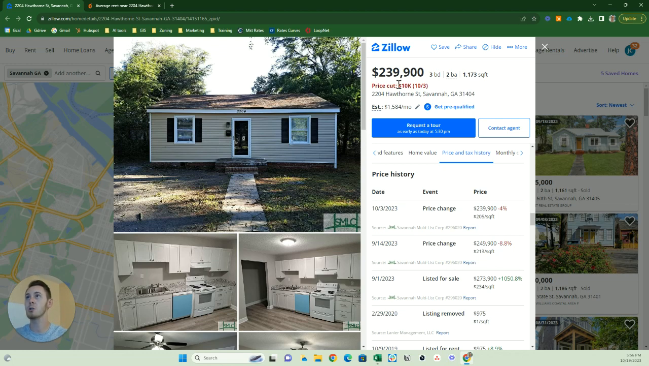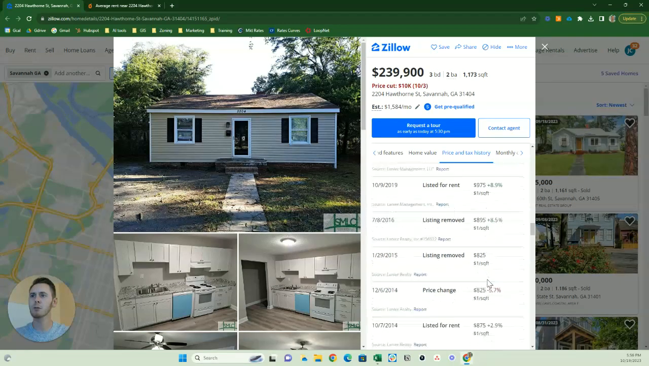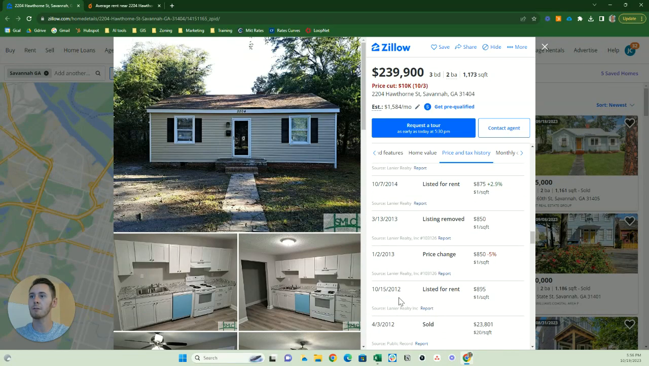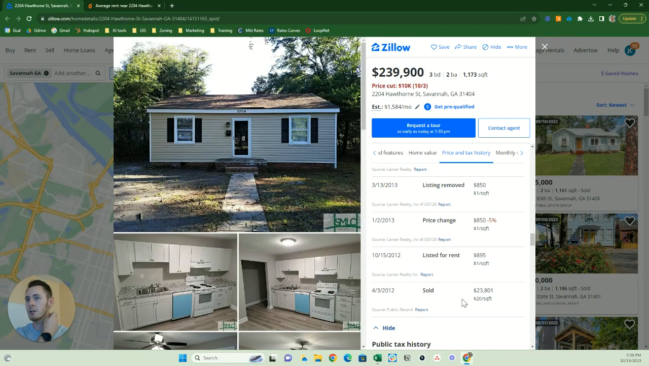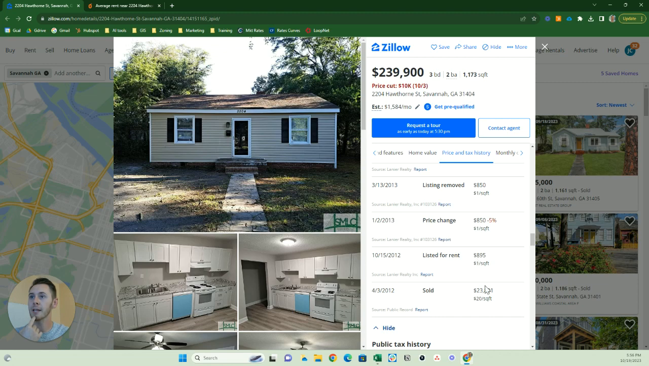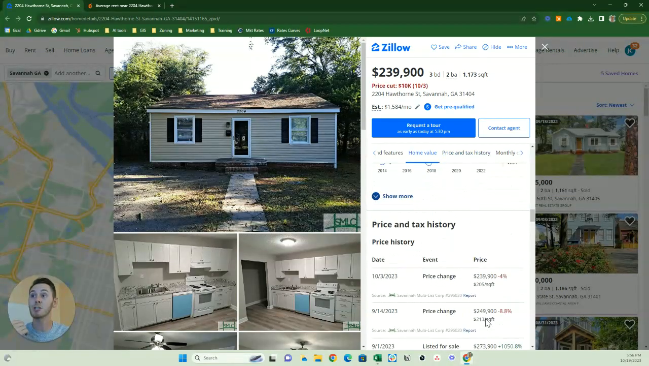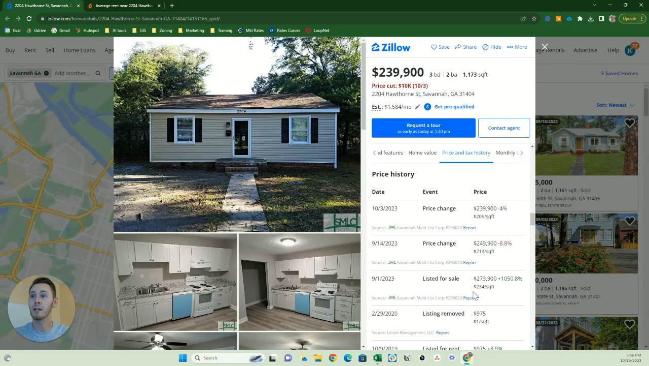So this home was listed at $240K, and you can see that it was previously sold in 2012 in April for $23,000. So I have a feeling that this might have been land and then they might have built. Then again, that looks like it was too short of a time. 8 months, they probably didn't build. So anyway, a lot has changed in 11 years. So the other important thing here is they listed it initially in September for $274,000. They dropped it to $250, and then they just dropped it again to $240.